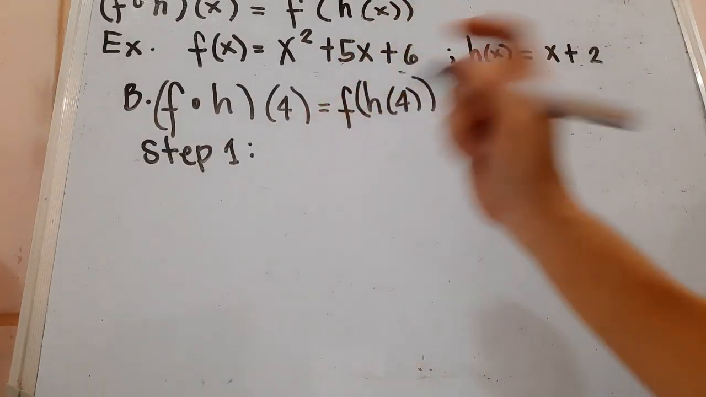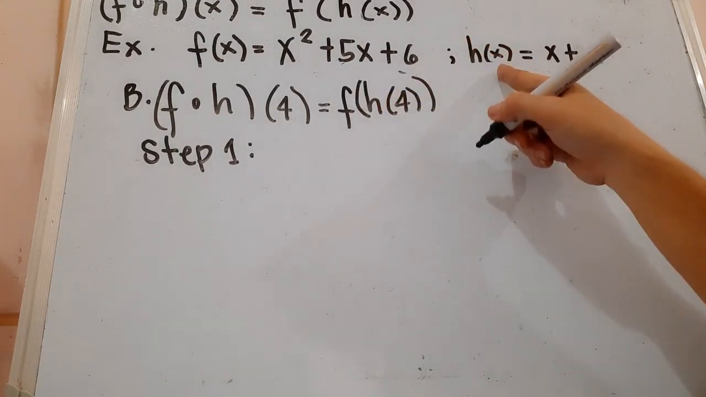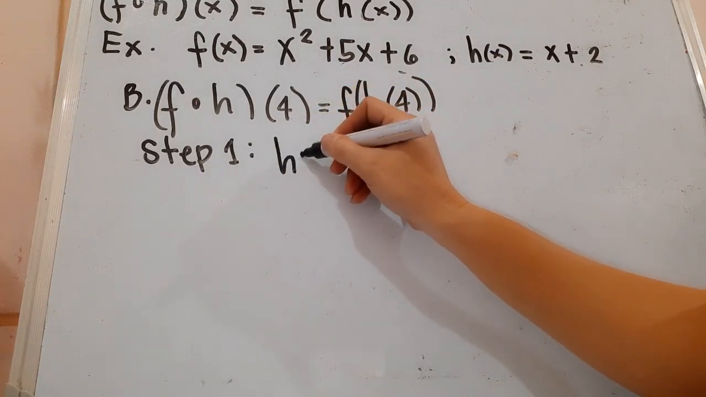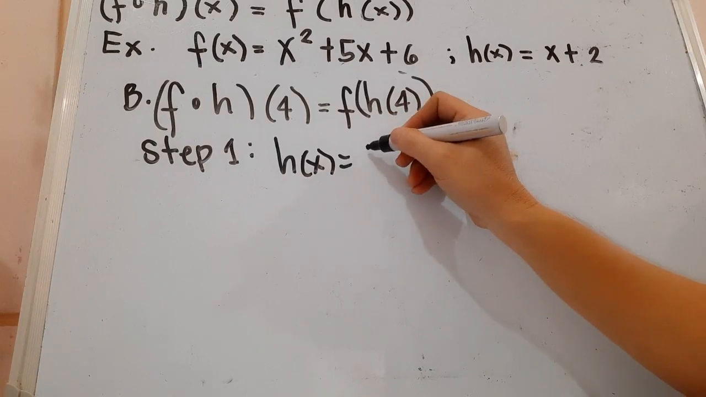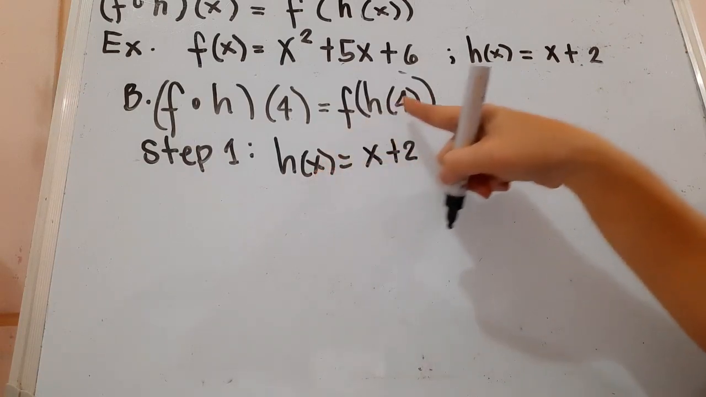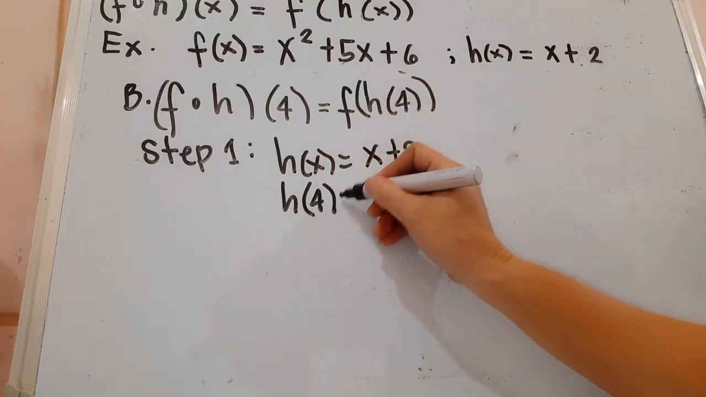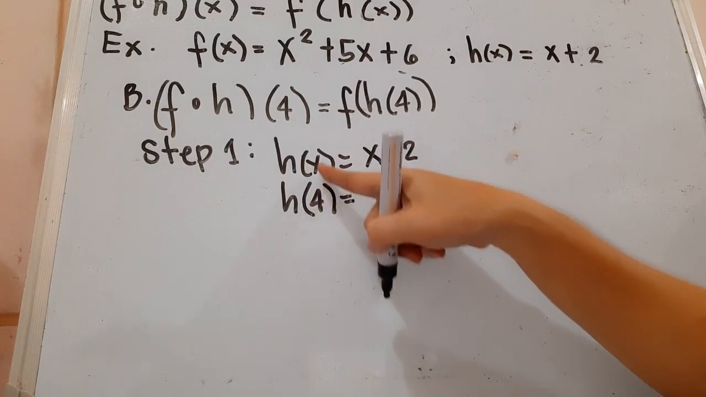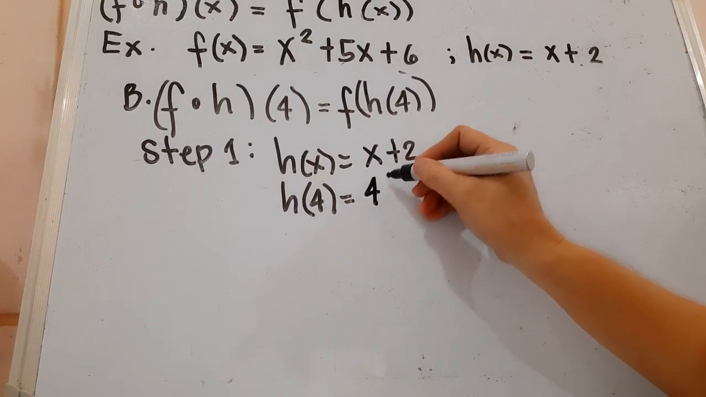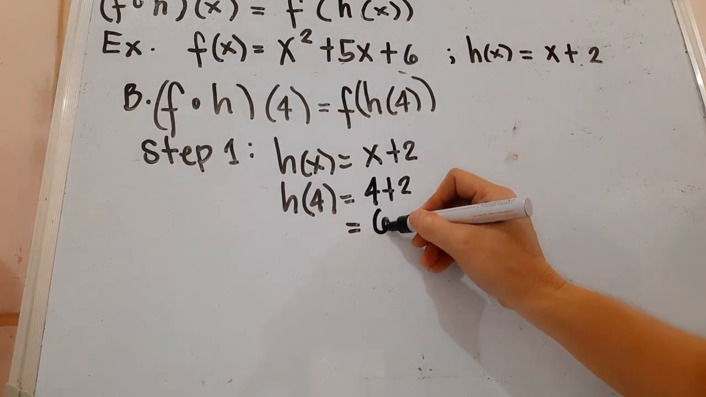So for step 1, we will evaluate first h of x. Our h of x is x plus 2. Knowing that the value of our x is 4, so we will have h of 4. Substitute the value of x, which is 4. This will become 4 plus 2. So our h of 4 is equal to 6.